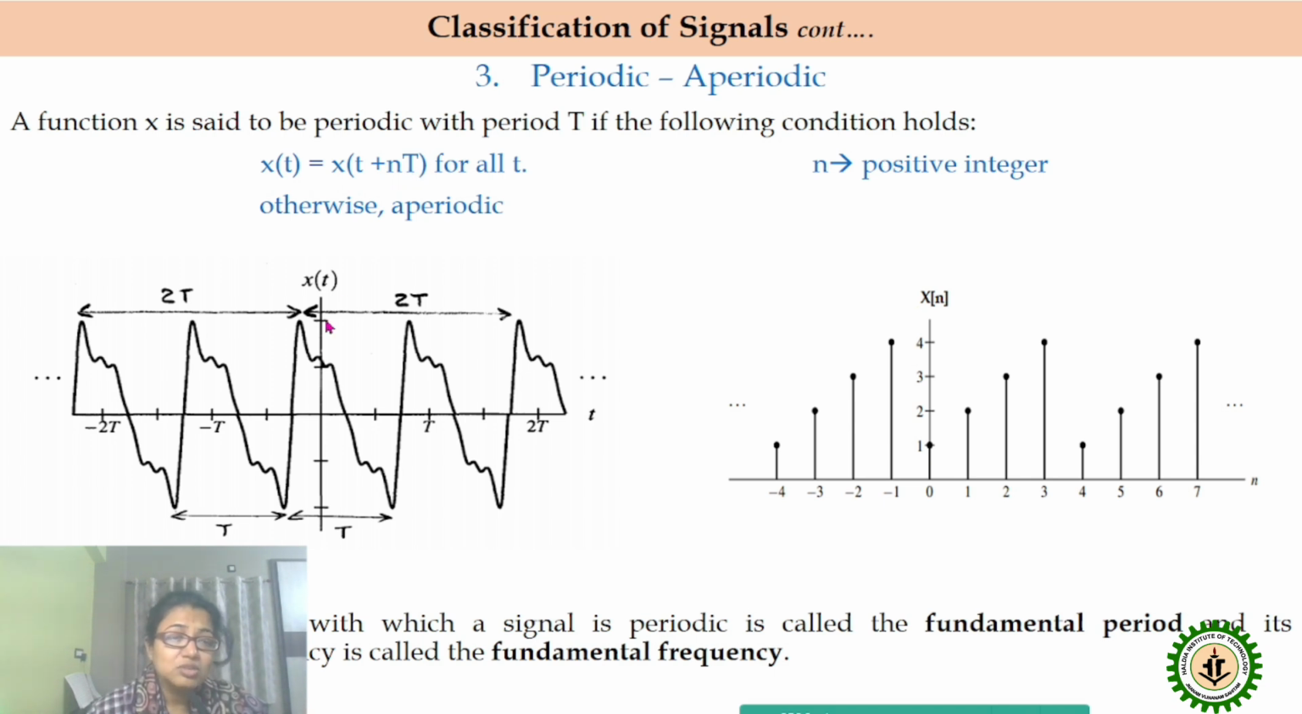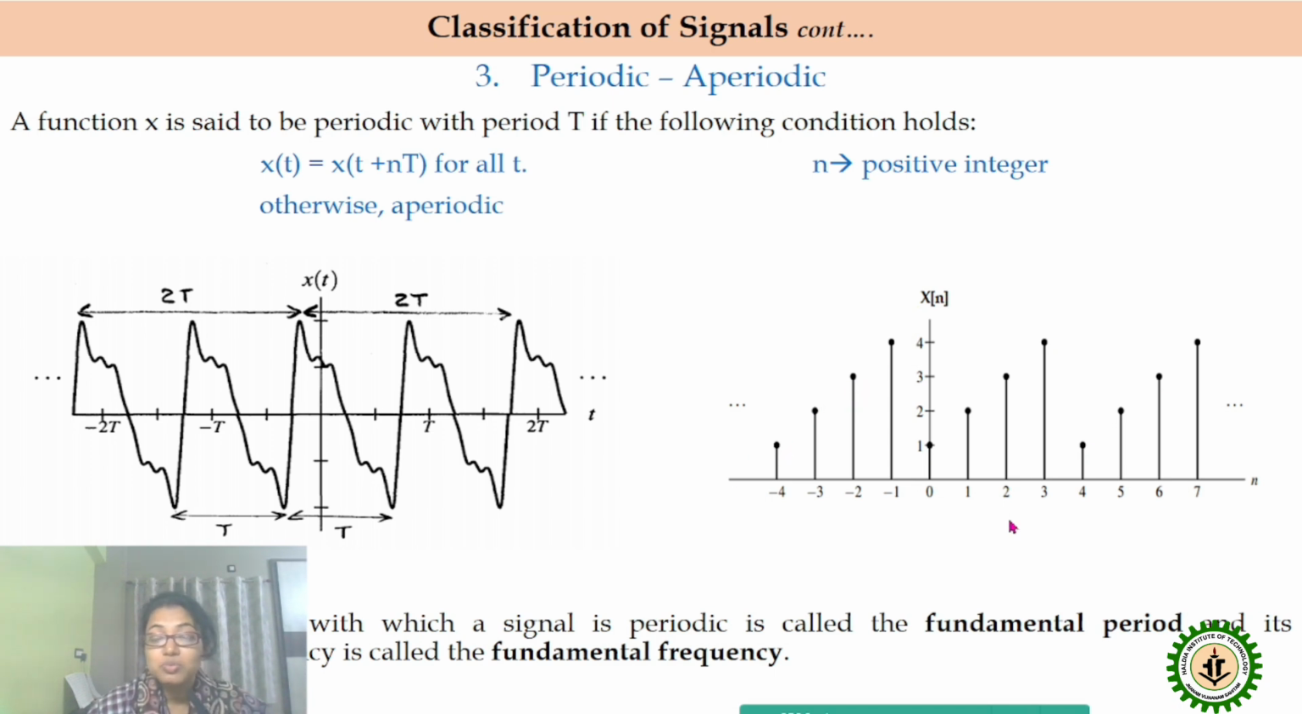Now n means if I consider the first cycle, then the second cycle, third cycle. So n is a positive integer. Now this is an example of a discrete time periodic signal. Here you can see, if I consider, this one starts at 0. After that 1, 2, 3, 4. So this part is one cycle. After that it again repeats itself, 1, 2, 3, 4. Here also 1, 2, 3, 4.